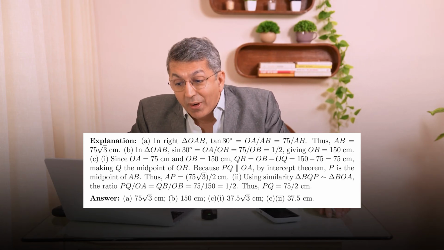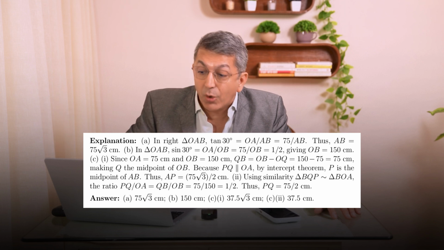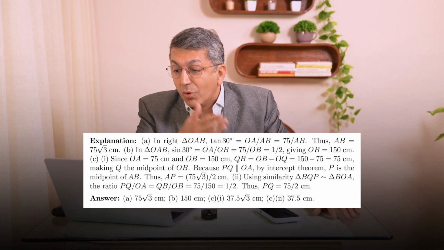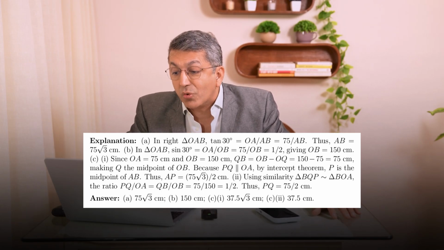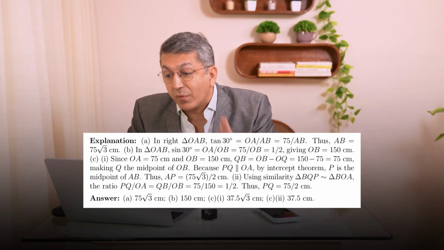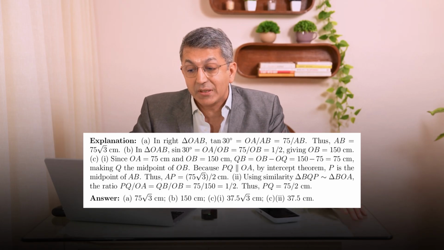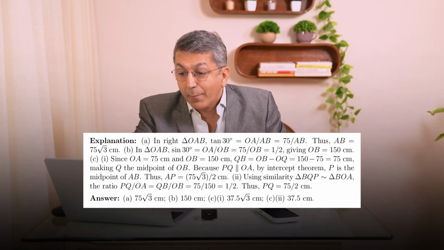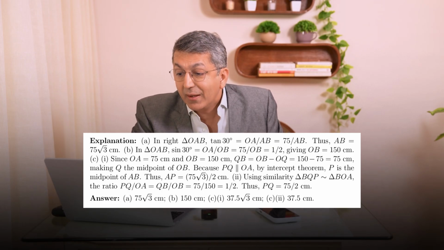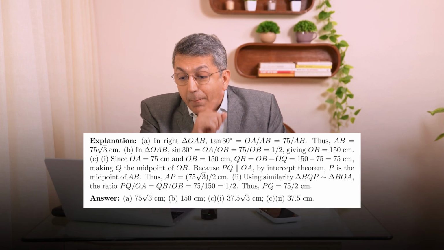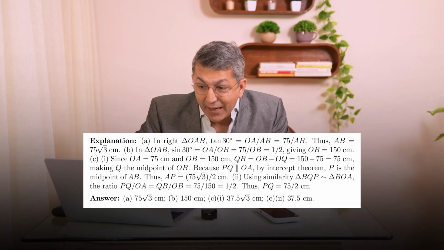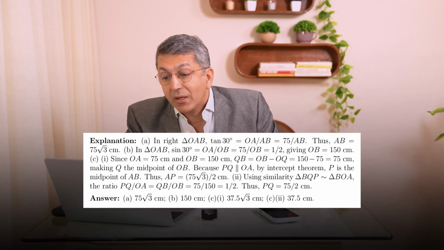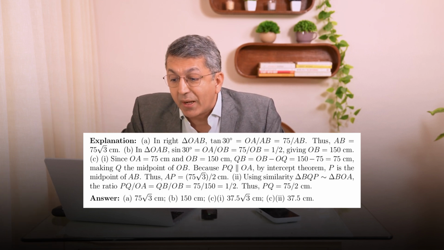C1. Since OA is equal to 75 centimeters and OB is equal to 150 centimeters, QB is equal to OB minus OQ, which is equal to 150 minus 75, which is equal to 75 centimeters, making Q the midpoint of OB. Because PQ is parallel to OA, by intercept theorem, P is the midpoint of AB. Thus, AP is equal to (75 square root of 3) divided by 2 centimeters.